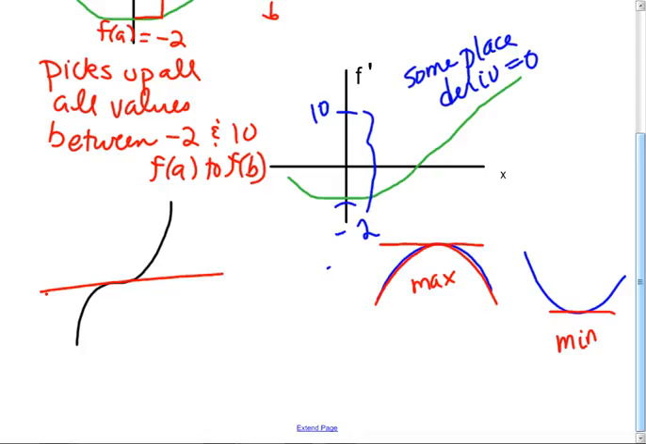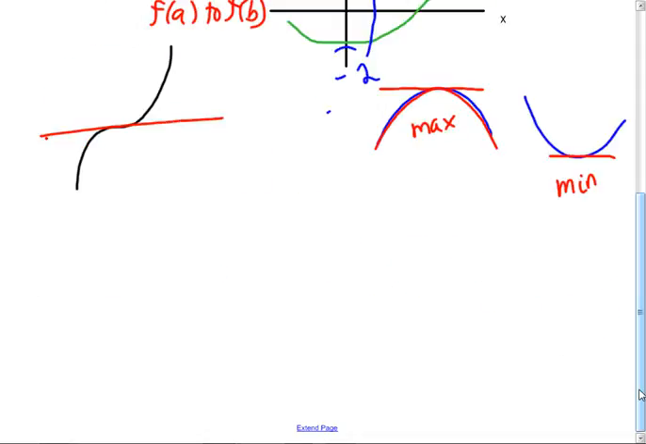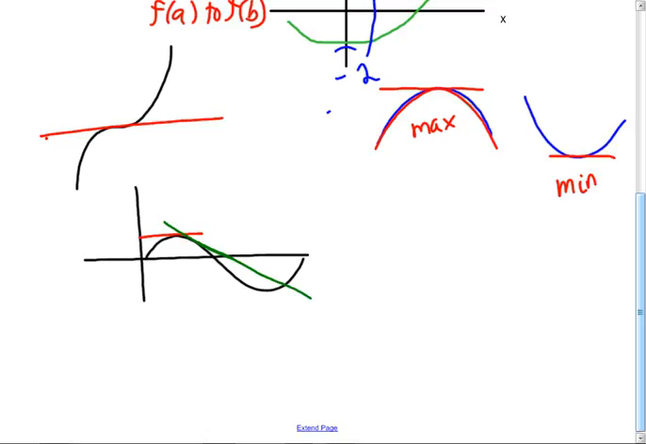Now, can a tangent line cross the curve? So what if I took, for instance, the sine function? Obviously, at a maximum, the derivative is 0. What if I did my tangent here? It touches just at that one place. However, does it ever cross the curve again? Yeah. People want to say it only touches the curve once. That is not a true statement.